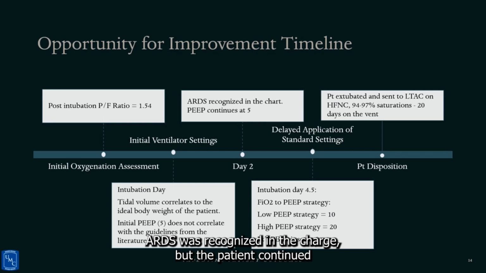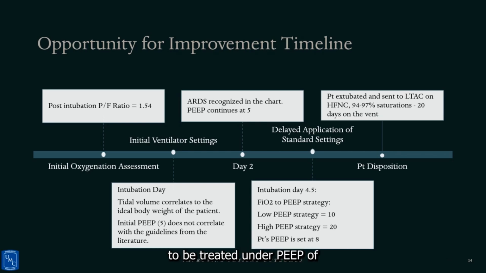ARDS was recognized in the chart, but the patient continued to be treated under PEEP of 5 on day 2. There was a delayed application of standard settings that actually could be done a lot earlier when we identify that the PF ratio of this patient is declining.